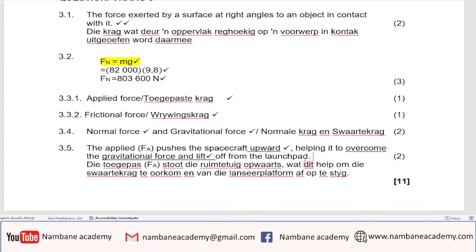Thank you, Ntate Nyambane. How do you mark learners who wrote W is equal to M times G instead of Fn is equal to W, which is equal to M times G?